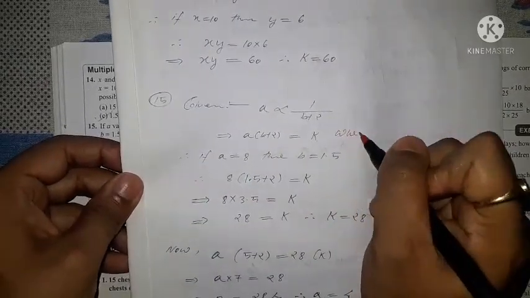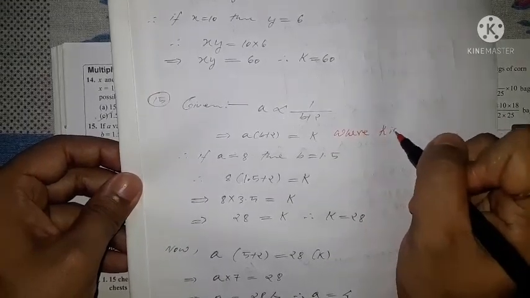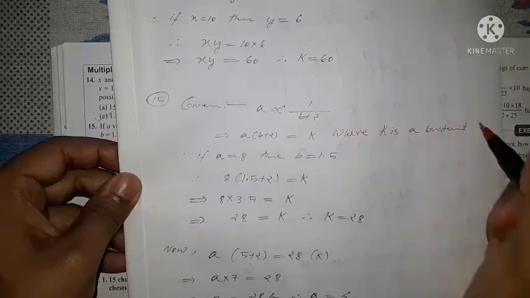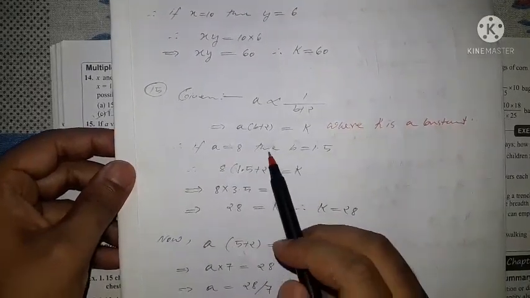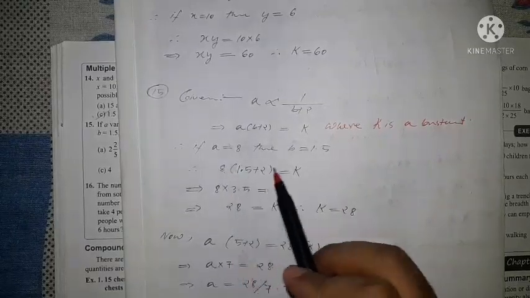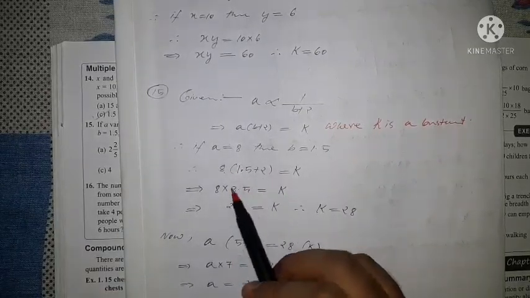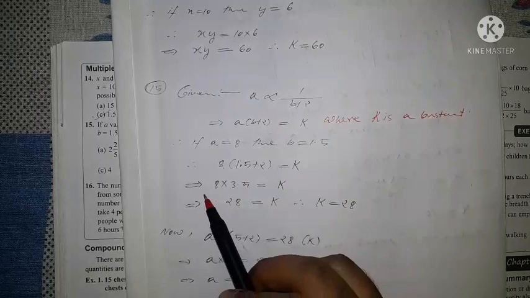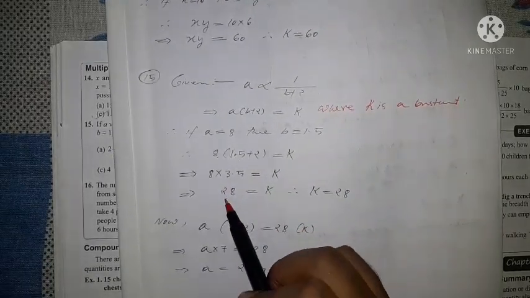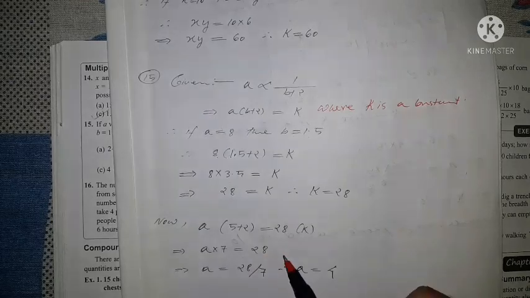So K is a constant. If A is equal to 8, then B is equal to 1.5. If we put the value of A as 8 and the value of B as 1.5, it will be 8 into 1.5 plus 2, that is 3.5, is equal to K, that is 28 is equal to K. That means the value of K is 28.